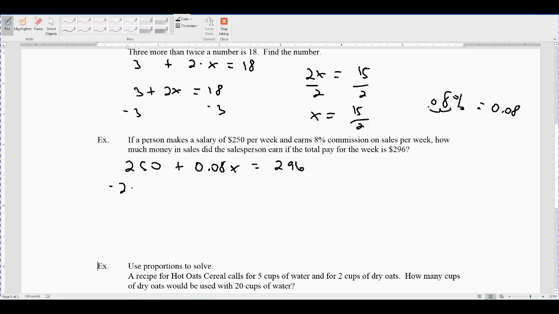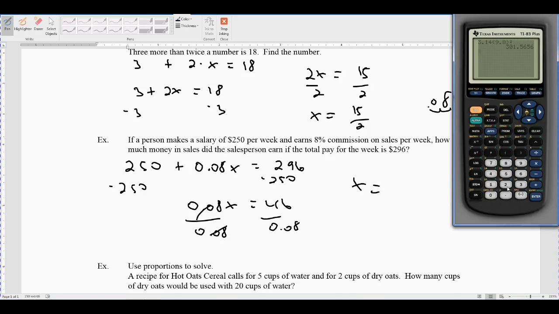So we're going to subtract both sides by 250 to get the x term by itself. And that's 46. Then divide both sides by 0.08 to get x by itself. And then I'm going to take out a calculator and do 46 divided by 0.08. And we get 575.